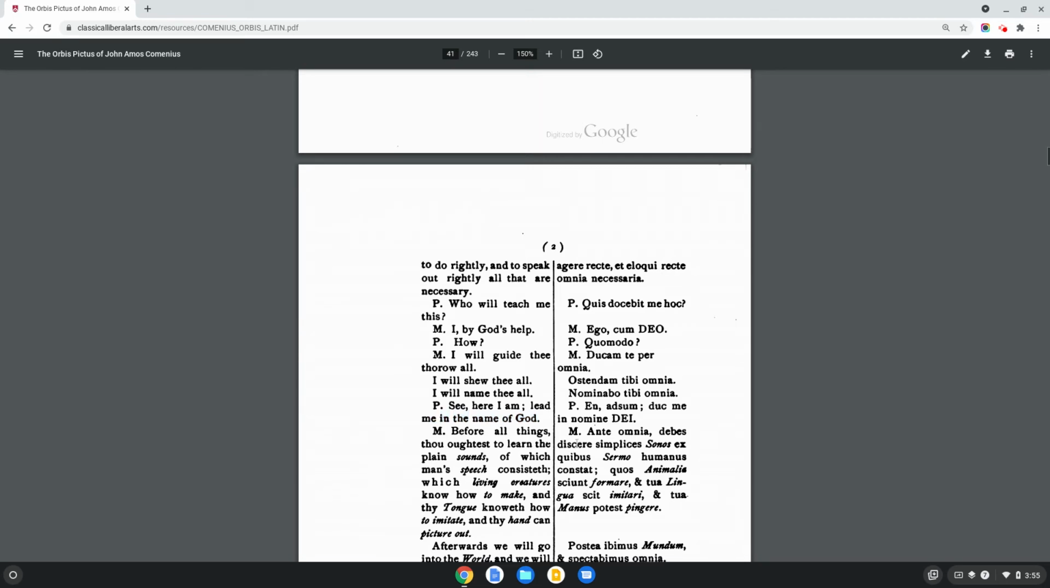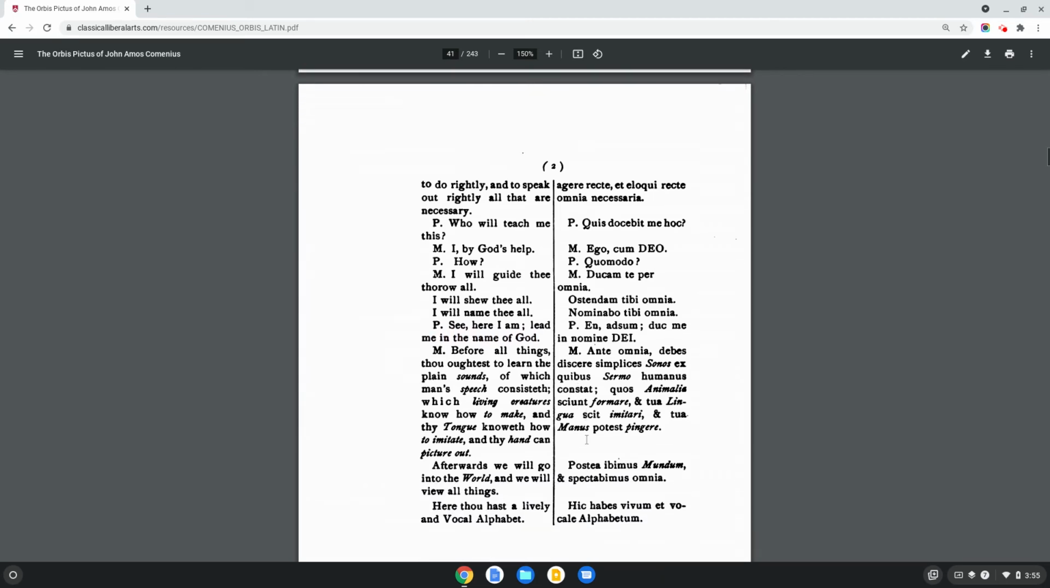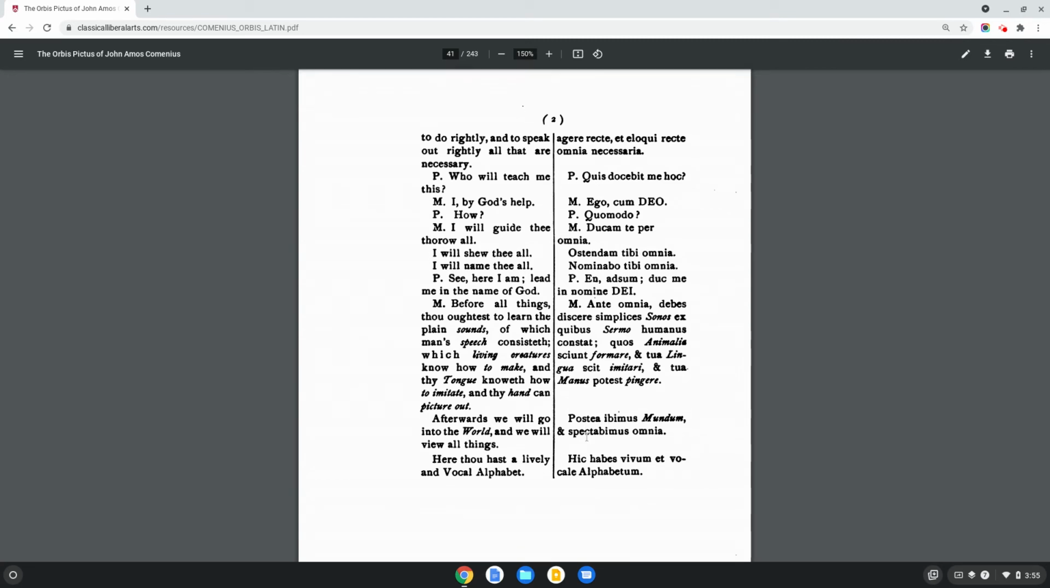The magister then goes on to introduce the second half of this lesson, which we're actually not going to study, but you're welcome to read it and learn it and become familiar with it, and you'll probably enjoy it. The magister says here, ante omnia. Ante means before, omnia, all things.